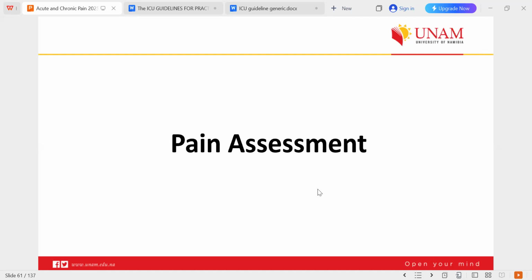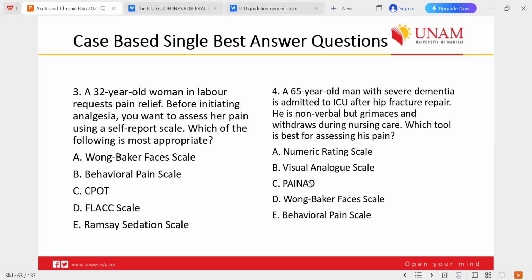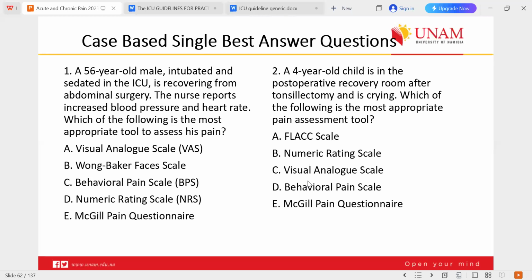Today we'll continue where we started last week on pain. Today we'll be looking at pain assessment. All right. Let me see how many of us we have: 44. Okay, so let's do some of our normal questions quickly.